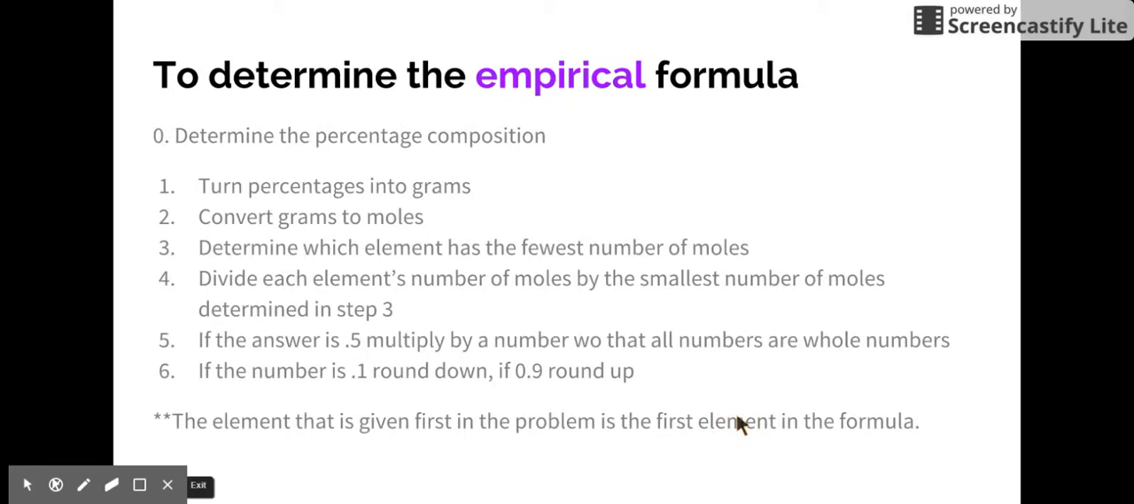So how do we determine the empirical formula of something? You have a long list here to tell you step by step what these are. I do want to add one to your list. This is not on your note sheet, so I recommend you put this 0 here. The first step to determine the empirical formula of something is to determine the percent composition. Then we're going to follow through each of these steps. Now, instead of talking about these steps here, let's go ahead and use them in an actual practice problem.